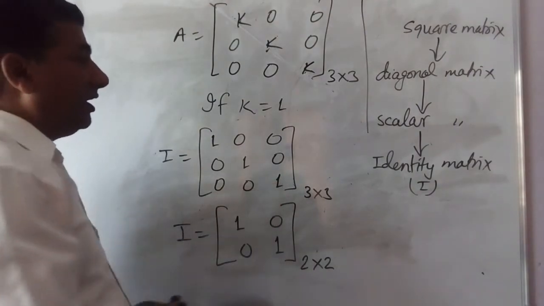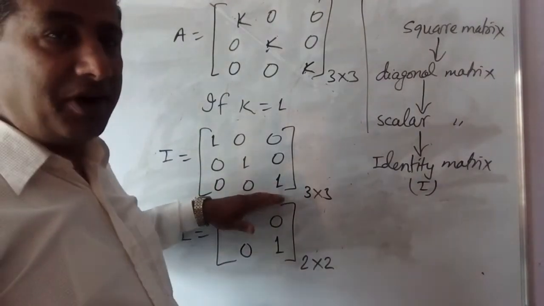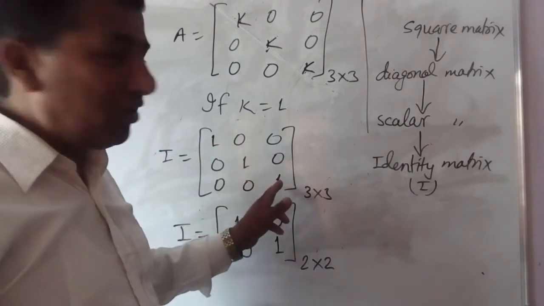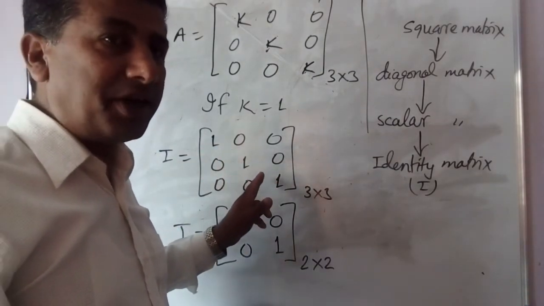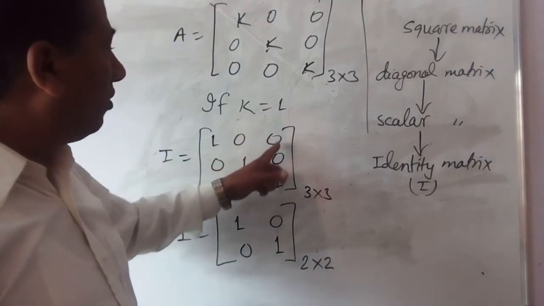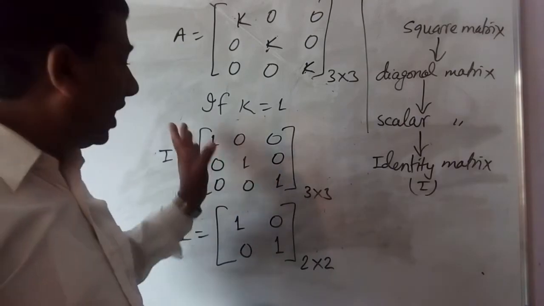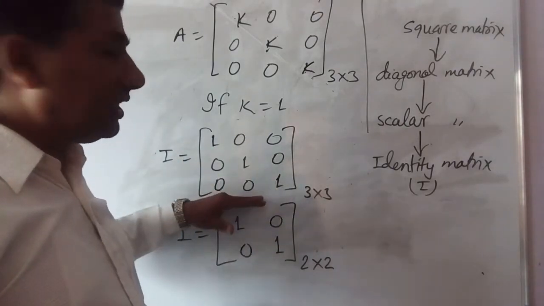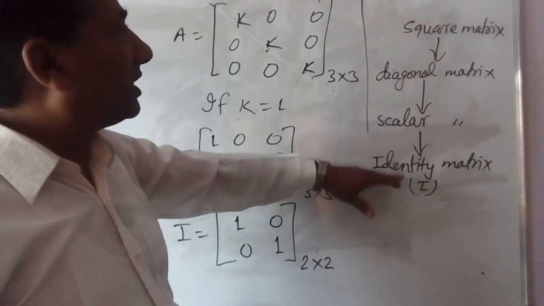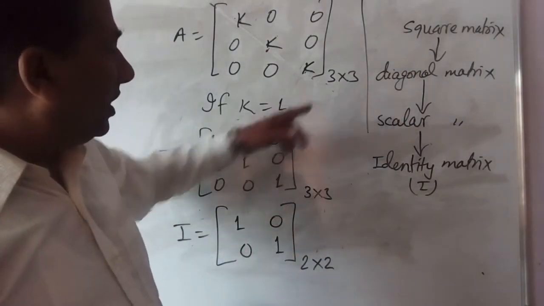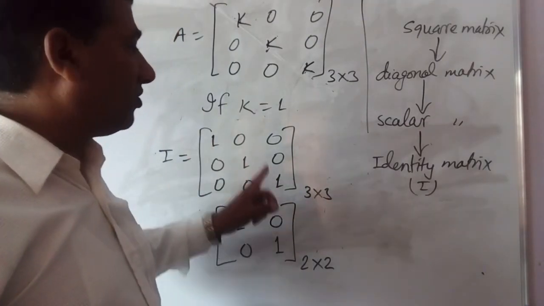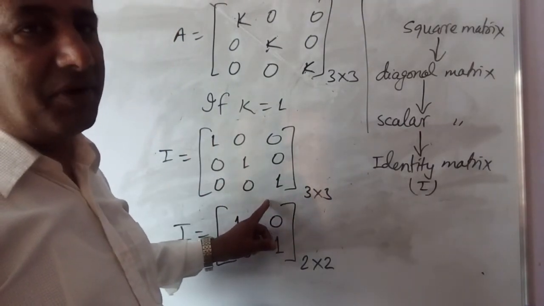Now from here, what is the identity matrix? Here we can say this is the identity matrix. We can say this is a scalar matrix also, because these diagonal elements are the same. Now we can say this is a diagonal matrix also, because in a diagonal matrix, all non-diagonal elements are 0 and diagonal elements are not 0. Now we can say this is a square matrix also. Therefore from here what can we say, that this scalar identity matrix is a square matrix also, a diagonal matrix also, a scalar matrix also, and especially this is the identity matrix.